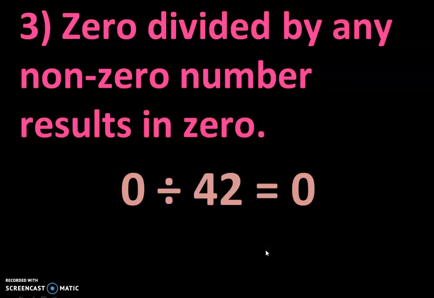Now property number 3. 0 divided by any non-zero number results in 0. When 0 is divided any number of times, what is 0? 0 is nothing.